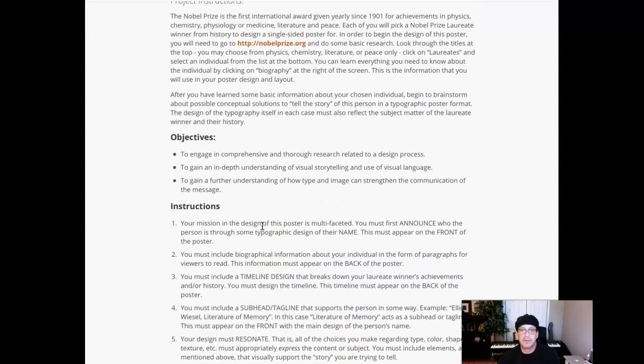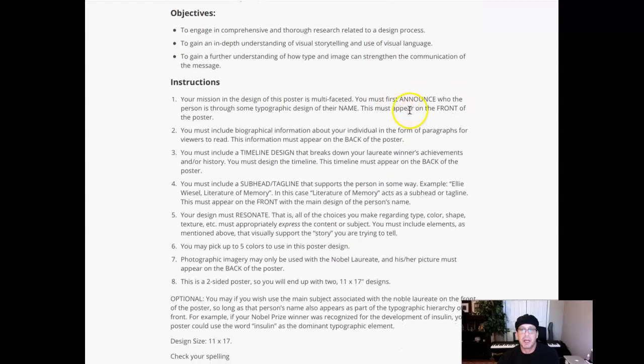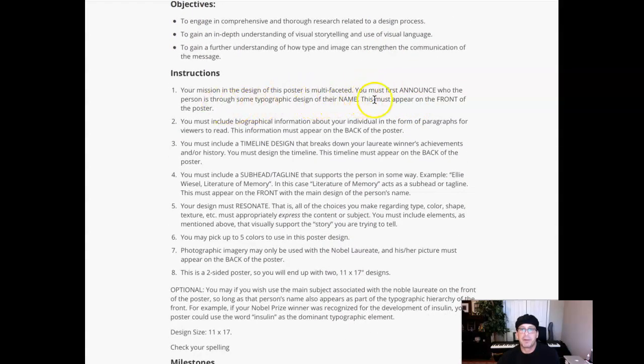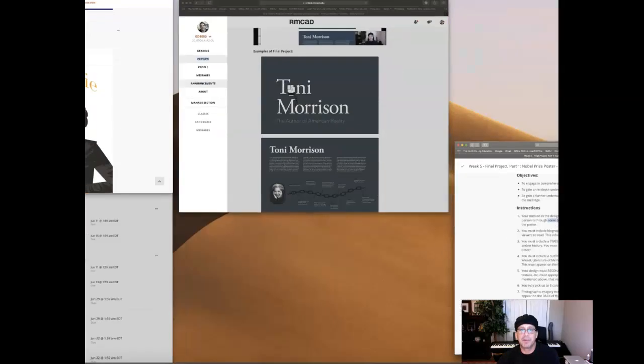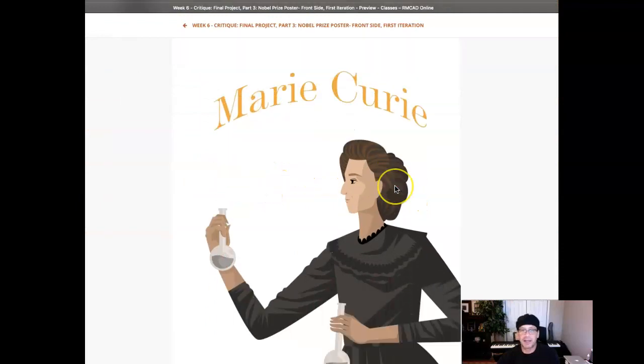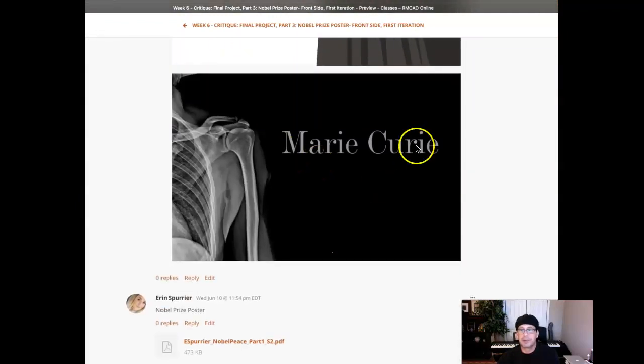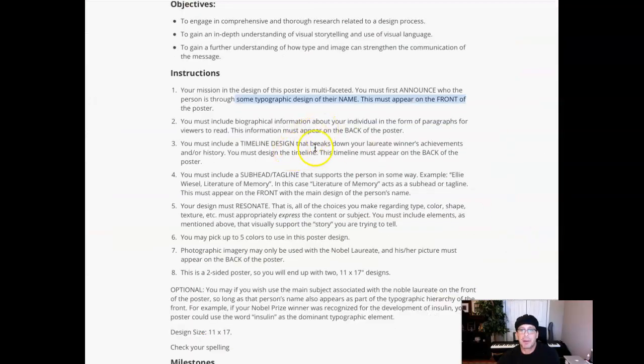So we can see we've got several requirements here. The name must appear on the front, and it's got to be a typographic name. So announce who the person is with some typographic design of their name, and it must appear on the front of the poster. Okay, are these typographic? Is this typographic design? Kind of, because it's on a curve. This isn't typographic design. This is just typeset, right? And I'll talk about more of this in a second, but it must include biographic information, in the form of paragraphs to read, and the information appears on the back of the poster.